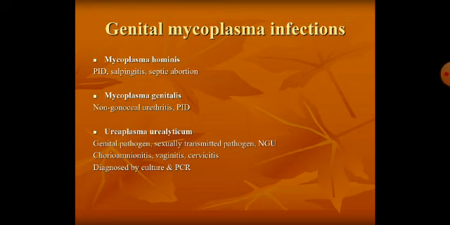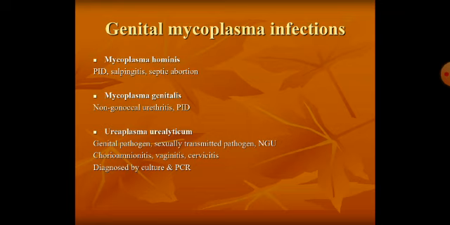Coming to what is this Ureaplasma urealyticum. This also belongs to the same family, Mycoplasmataceae. Ureaplasma urealyticum is a genital pathogen. It causes sexually transmitted diseases. It is also known to cause non-gonococcal urethritis, chorioamnionitis, vaginitis, and cervicitis. It is diagnosed by culture and PCR.